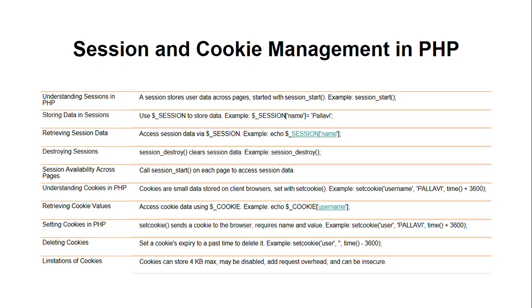With the help of echo, I'm retrieving the value of the session variable, and it will display the session name as Pallavi. If I want to destroy the session, that means if I want to delete the session, I'll use the method session_destroy. If I want to start the session, as we have already checked, we have to use session_start as a method.